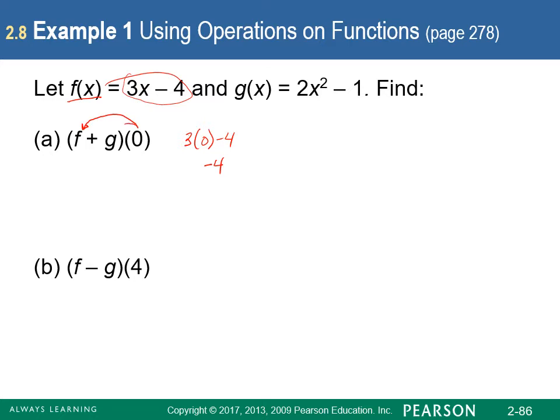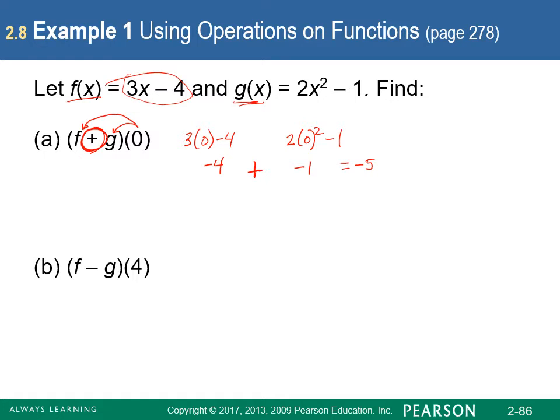Then we'll substitute 0 into the g function. Here's the g function. Substituting a 0, we get 2 times 0 squared minus 1, which is 0 minus 1, or negative 1. So now that we've done each of those individually, we're going to add those together. So negative 4 plus negative 1 would be negative 5.